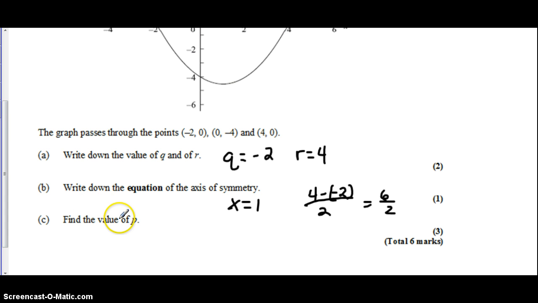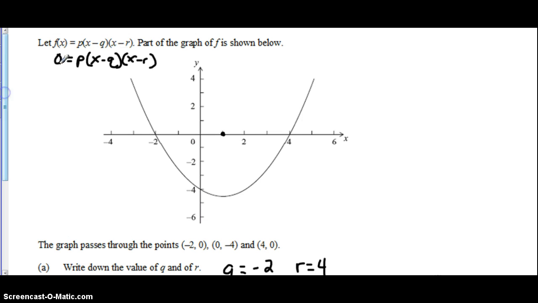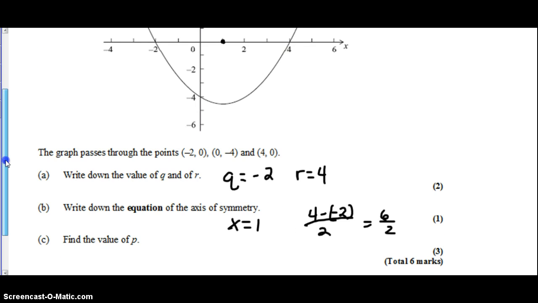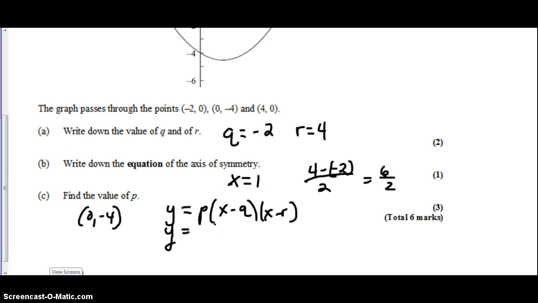To find our value for p, we're going to use our equation to help us. So we know the roots, and we know our value of our y-intercept. Our y-intercept is (0, -4), and our equation is y equals p times (x minus q) times (x minus r), which we already found.